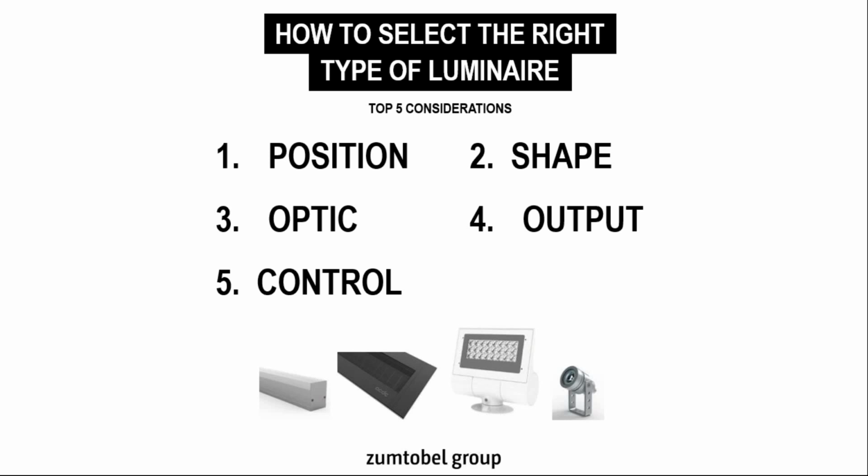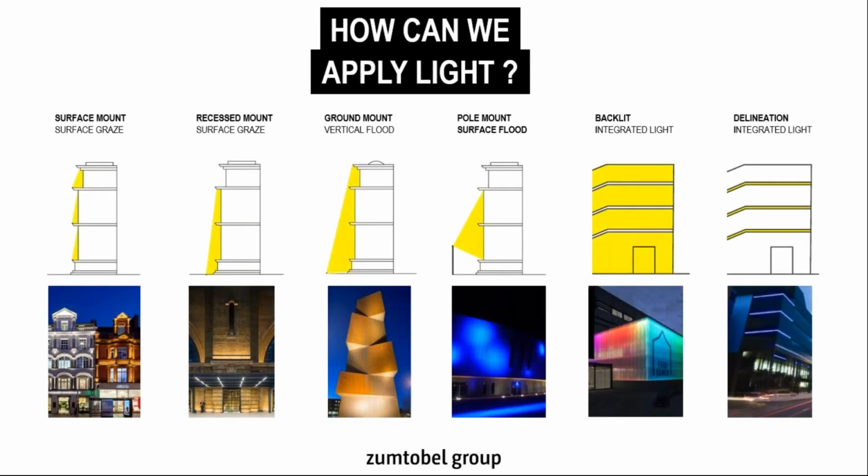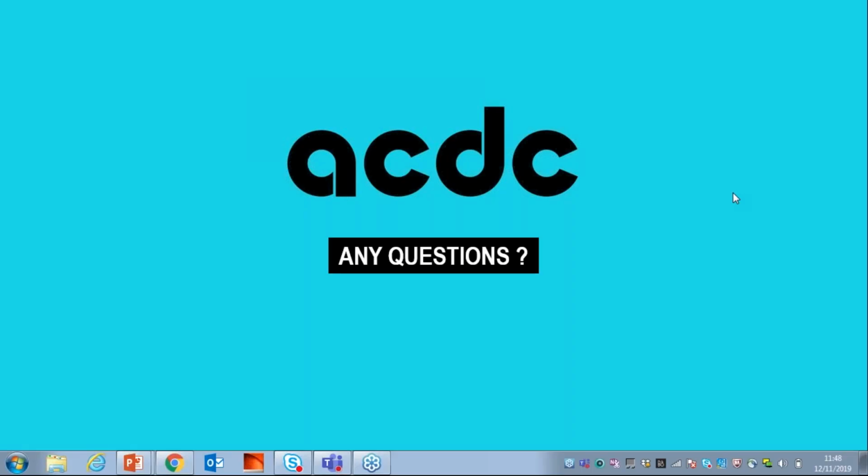Think about the output, that we're not overlighting, we're not pouring light into the night sky. And how are we going to control that? Are we going to put a cowl on it, a louver? Are we going to dim it down if we need to? Have an understanding of the lit effect. And how can we apply light? Think about surface mount, your recessed, your ground, your pole mount, your backlit, and your delineation. Think about your method. Think about your position. What are your limitations? What is the context? What is the color? What are you trying to do?